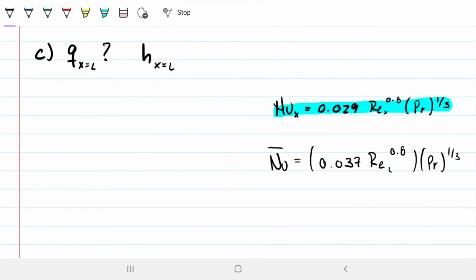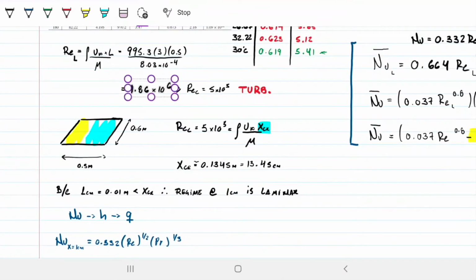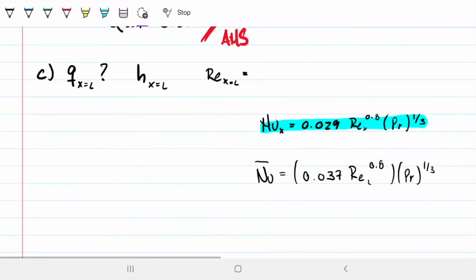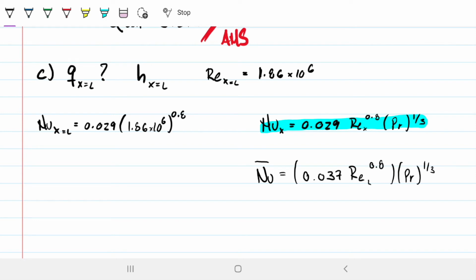To do that, I want to find Reynolds. I actually already did find Reynolds at x equals L in the beginning of the solving of this problem. Here it is, Reynolds critical, 1.86 times 10 to the 6th. So all I'm plugging in is these values. What I'm looking for is my local Nusselt at x equals L, which will be 0.029 times 1.86 times 10 to the 6th to the 0.8 or 4/5, times Prandtl 5.41 to the 1/3. I got Nusselt to be about 5,386.